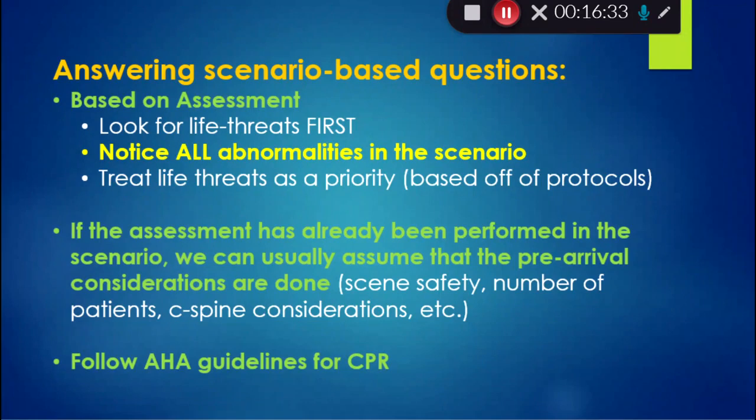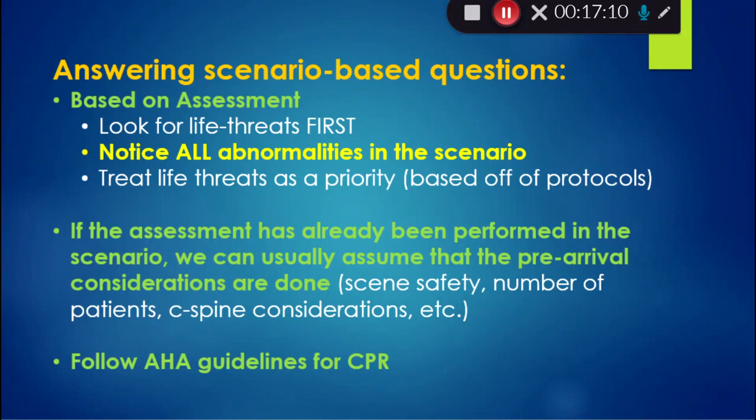Okay. So answering a scenario-based question, most of the time these are based on assessment. So do what you would do in real life. Look for life threats first. Okay. Notice all the abnormalities in the scenario, and then treat your life threats as a priority based off of what your protocols would be. Okay. So my protocol wouldn't say transport and check for a pulse en route. My protocols would say immediately check for a pulse. So I want to make sure my priorities are right.